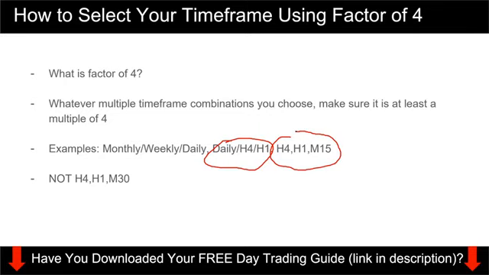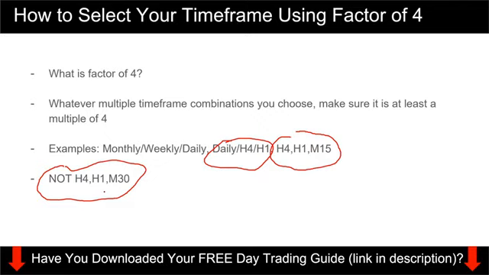I do not want to go into the full details about why you should be using a factor of 4, but just take it from me that you want to at least be using a factor of 4, okay? You do not want to be using things like this, okay? Maybe you can try understanding why this is not a good combination. Why is this not a good time frame combination? You might want to pause this video and consider. But the answer is actually real simple.